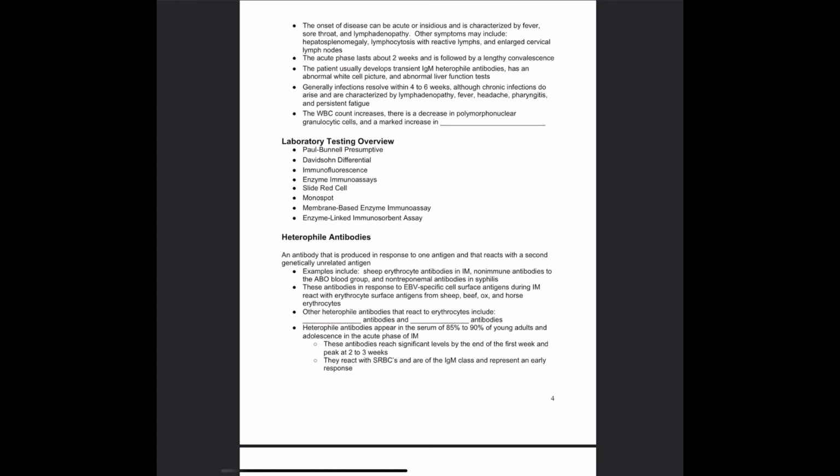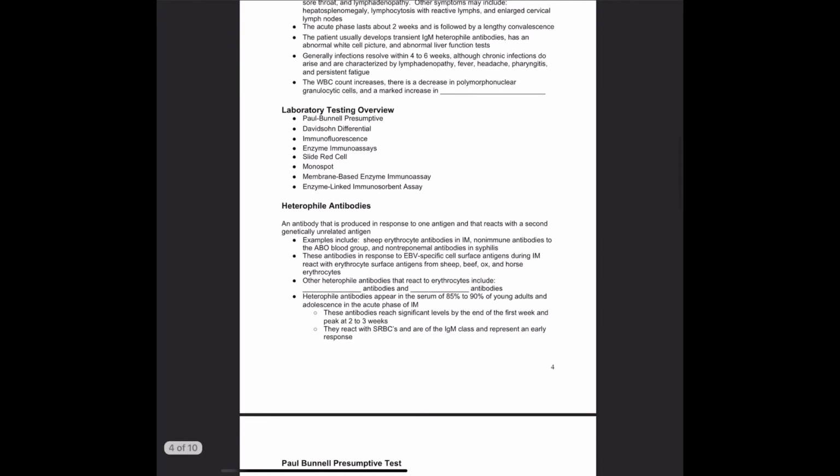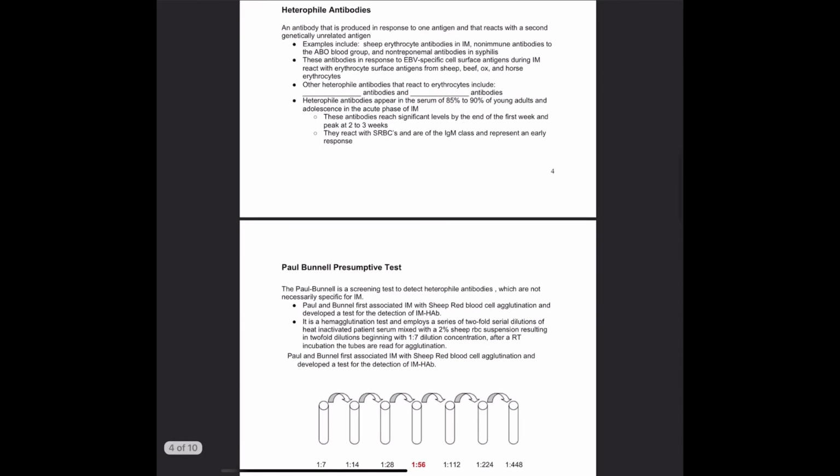Here we have the lab testing overview, and next we'll talk about heterophile antibodies. Heterophile antibodies are antibodies that are produced in response to one antigen and that react with a second, genetically unrelated antigen. Examples include sheep erythrocyte antibodies in infectious mono, non-immune antibodies to the ABO blood group, and non-treponemal antibodies in syphilis.